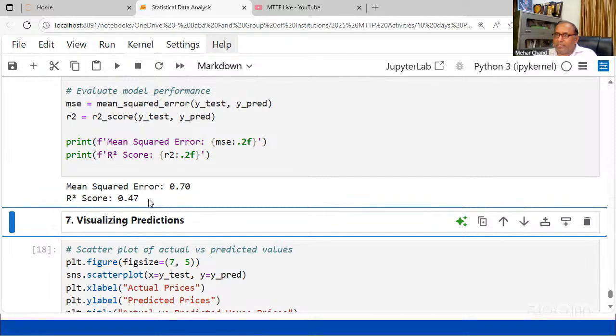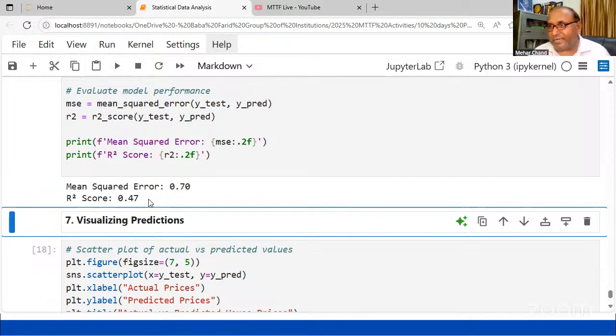So here the mean squared error is 0.70, the average squared difference between the predicted and actual values. A lower MSE indicates better predictive accuracy, but here MSE is 0.70, which means on average the model predictions deviate from the true value by the square root of 0.70, which is approximately 0.84. So the model predictions are not far off, but there is room for improvement. According to this value, we can say the model is not perfect or accurate. We can improve this model using some techniques, and how we can improve it will be discussed tomorrow.